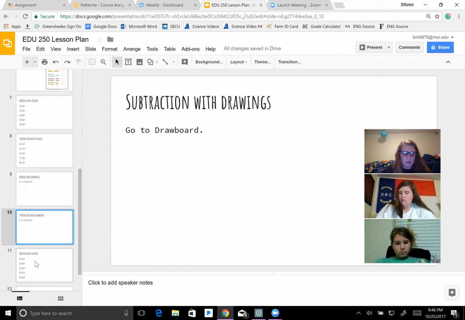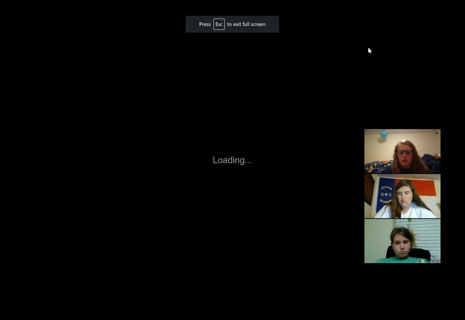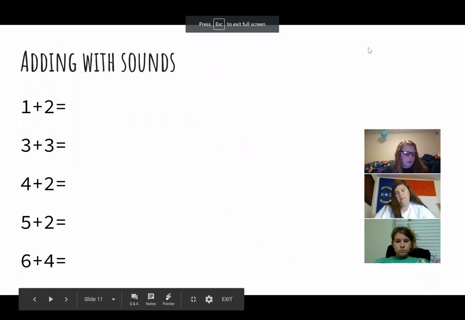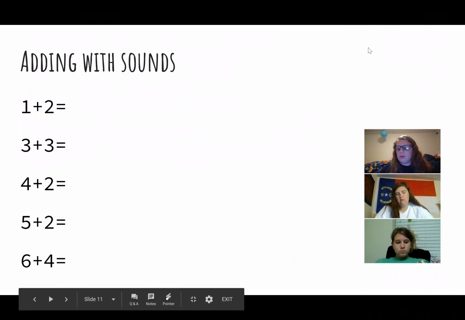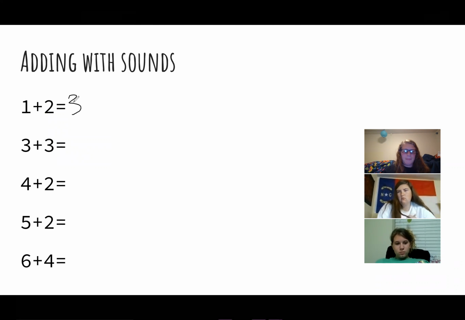So now we're going to be doing adding with sounds. For this one, we're going to be clapping for our sound. The first one is 1 clap plus 2 claps. And if you count all your claps together, that is 3 claps. The next one is 3 claps plus 3. So that would equal 6.